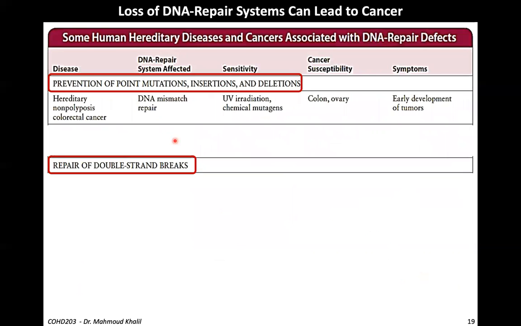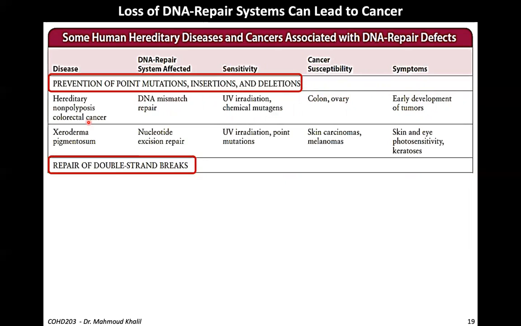So for this kind of mutation, it can lead to the disease of non-polyposis colorectal cancer, and actually it is defective in the DNA mismatch repair mechanism, due to UV or chemical mutagens. The main types of cancer that may arise are colon and ovary, and the symptoms can be detected early because there is early development of tumors.